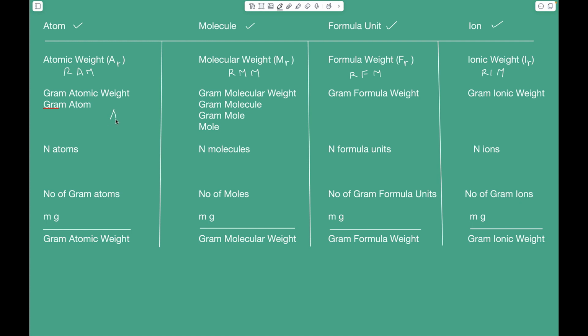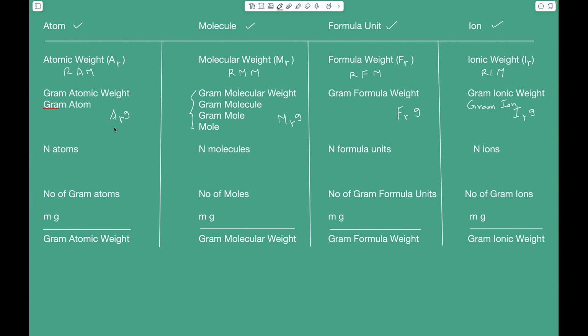If you express the atomic weight of an element in grams, it is called its gram atomic weight or simply gram atom. If you express the molecular weight of a molecular substance in grams, it is called gram molecular weight, gram molecule, or gram mole or mole. So many names for the same thing. And if you express the formula weight of an ionic compound in grams, it is called its gram formula weight. Similarly, if you express the ionic weight of an ion in grams, it is called its gram ionic weight or simply gram ion.